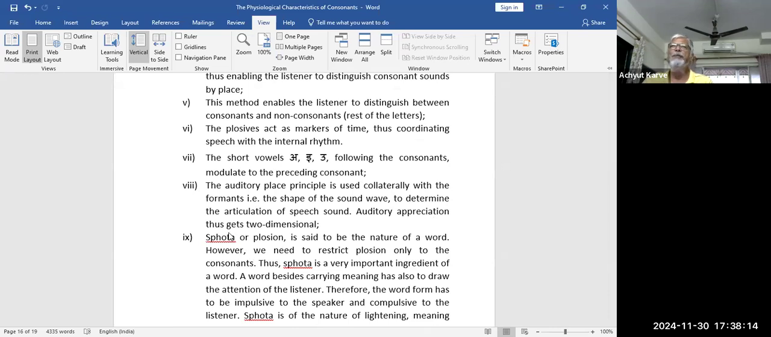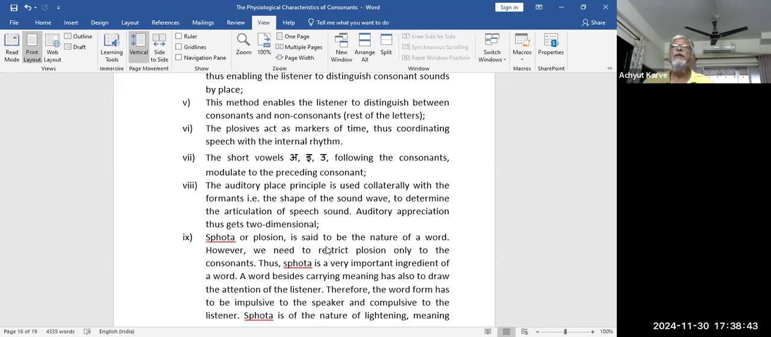Auditory appreciation gets two-dimensional. So the consonant sound is of a higher frequency than the vowel sound. So the ear can interpret it in a two-dimensional manner. So when I say ka, you are interpreting ka and a simultaneously. So sound is becoming two-dimensional.